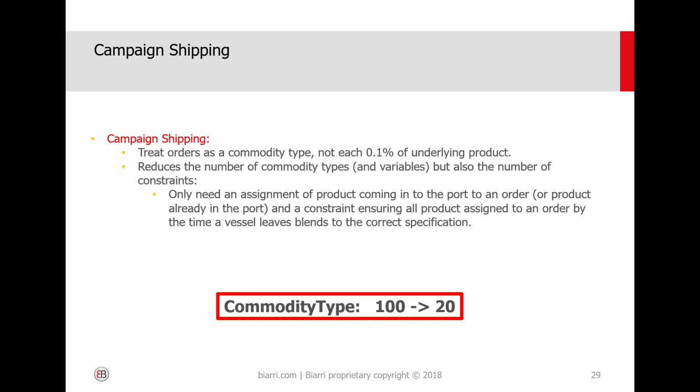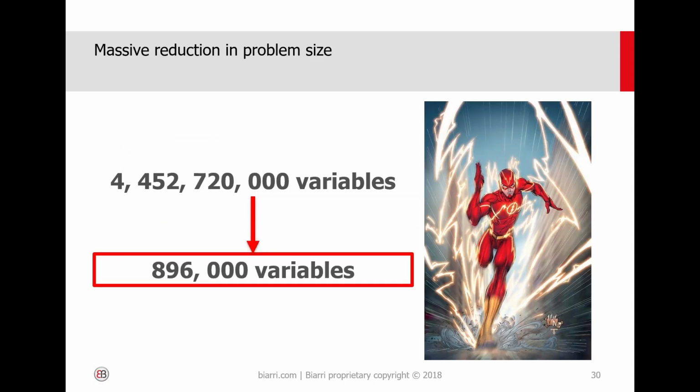So this is really what we're looking at. At the end of the day, we want to get a 10% protein content grain out to the ship, and in between, managing those 0.1% of each of those underlying products wasn't helpful. We needed to treat them as specific commodity types, and that reduced the problem from 100 to 20. So where did that leave us? Left us here. A massive reduction in the problem size.